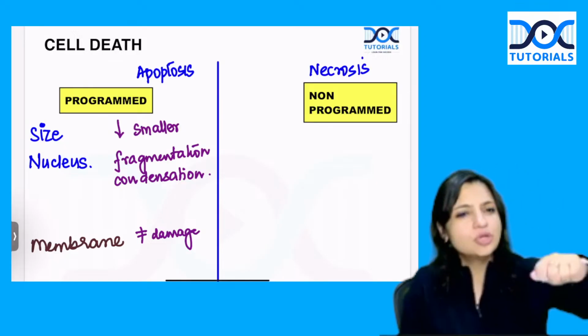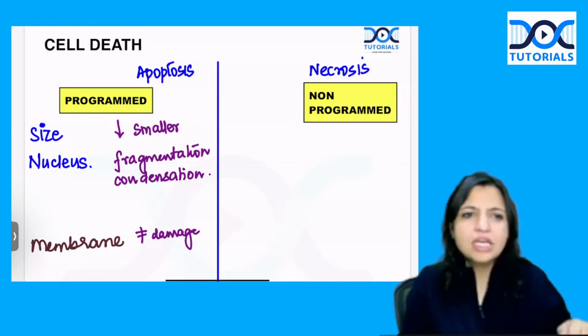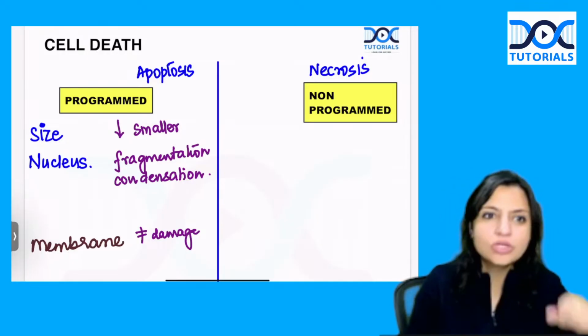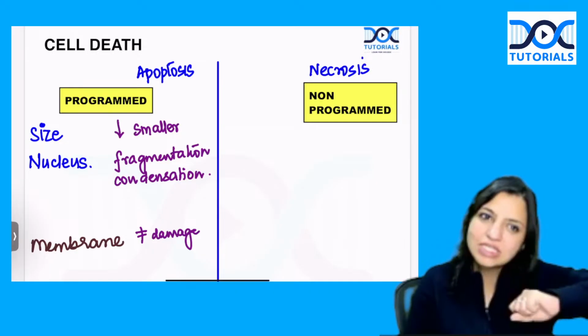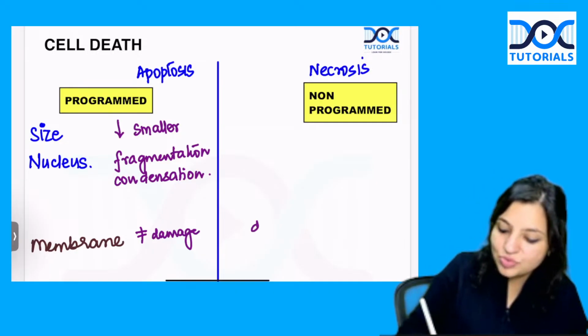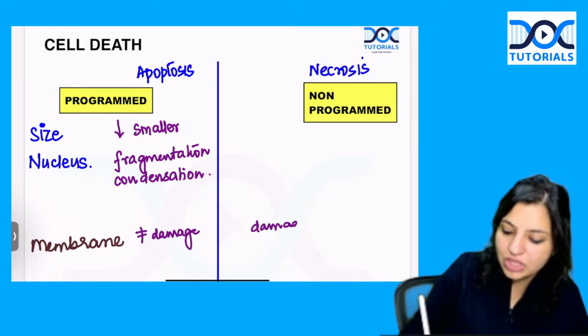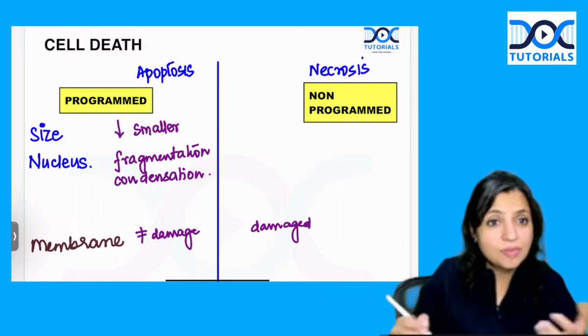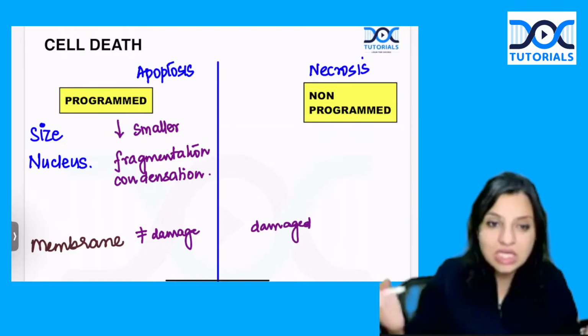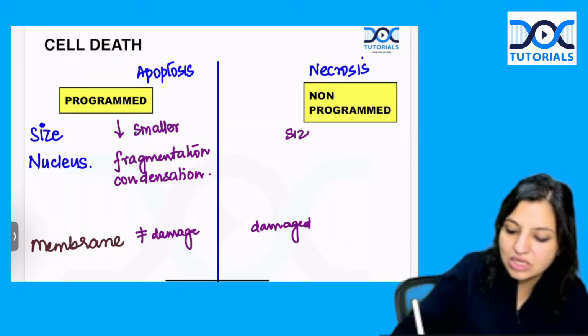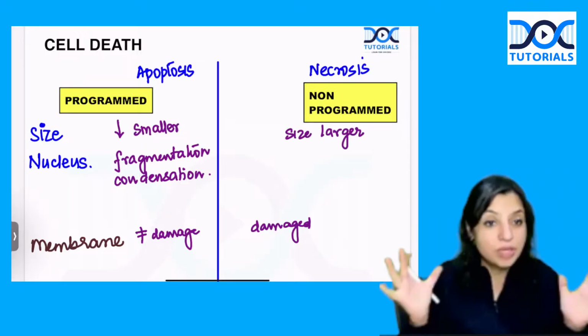And anybody who's coming to murder you definitely will damage your membranes, because he wants to kill you. So he'll always cut your membranes. So membranes will always be damaged. And when membranes get damaged, you scream. So when you scream, your size becomes larger. Cell becomes bigger.